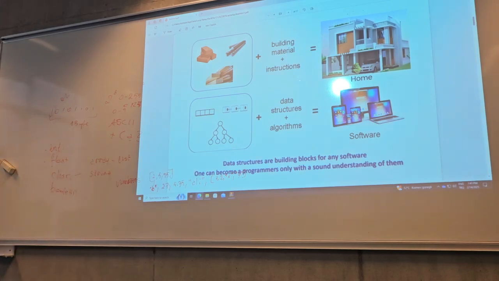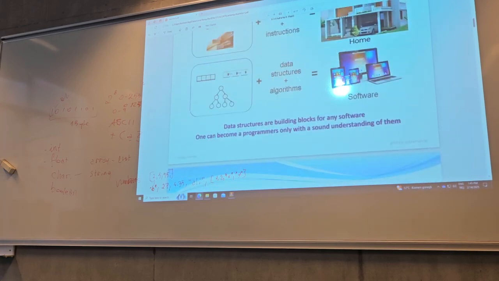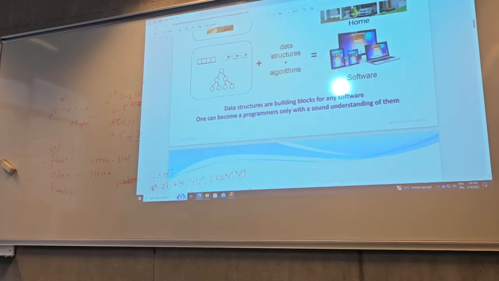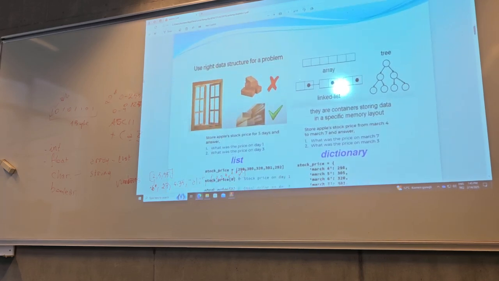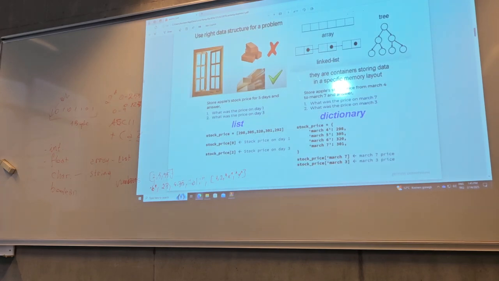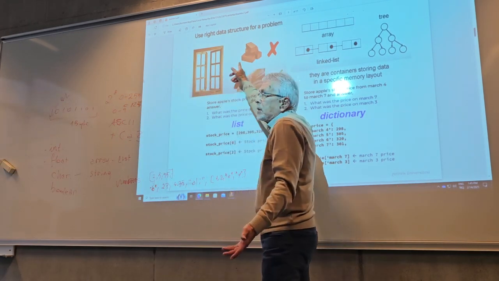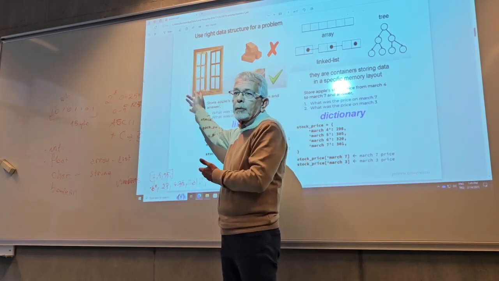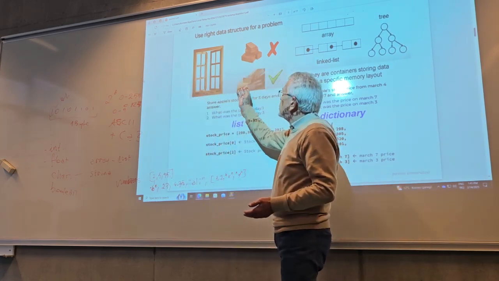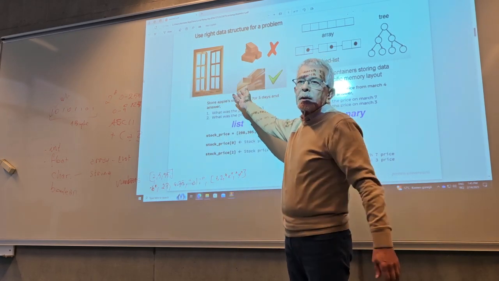Okay, let's move on. So, if you understand the data structures, these building blocks, then you will have the opportunity or chance to develop some good programs. Just like this one, if you're going to use some, let's say, window, you cannot use this one, right? Not brick. I mean, this frame cannot be made of some bricks. Instead, you should use some wooden, whatever it is, okay?